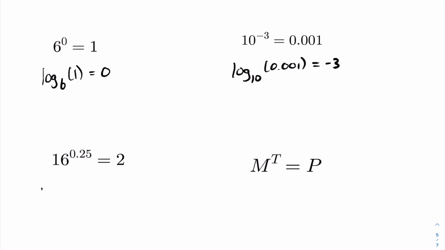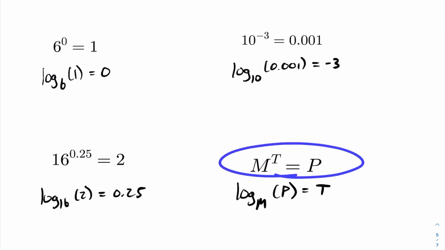Continuing on here, what do I have to raise 16 to get 2? Well, that's going to be 0.25. And now we're in logarithmic form. And lastly, what do I have to raise a base of m to get p? Well, according to our exponential equation, that must be an exponent of t.